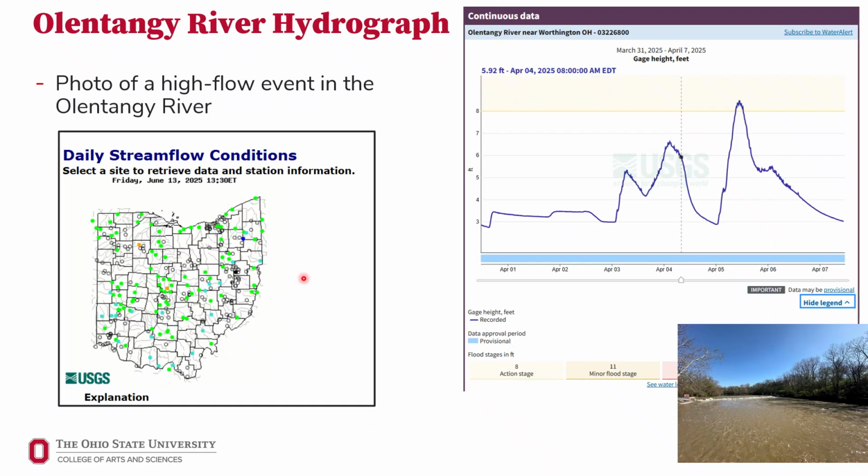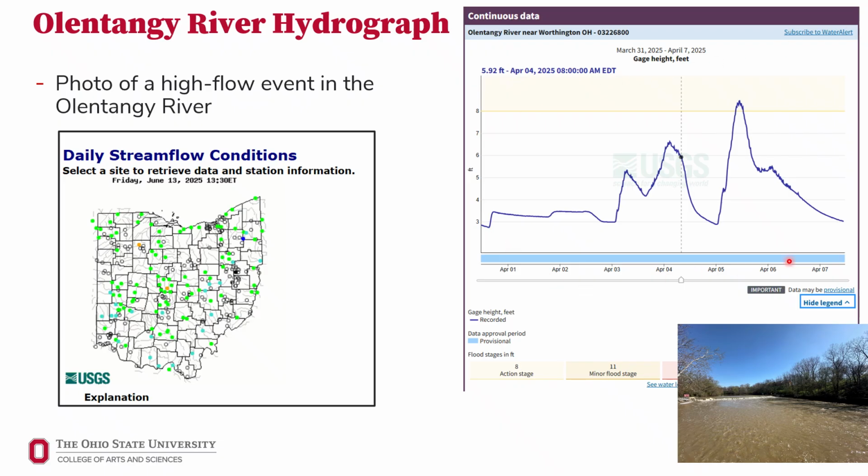Here, I have zoomed in on the USGS map of the United States to show the stream gauges just in the state of Ohio. There's a stream gauge on the Olentangy River in Worthington, Ohio, that is just upstream of the wetlands where we meet for our labs. Your instructors will be regularly checking the hydrograph data for this stream gauge to determine whether or not it is safe for students to enter the Olentangy River on any given day.